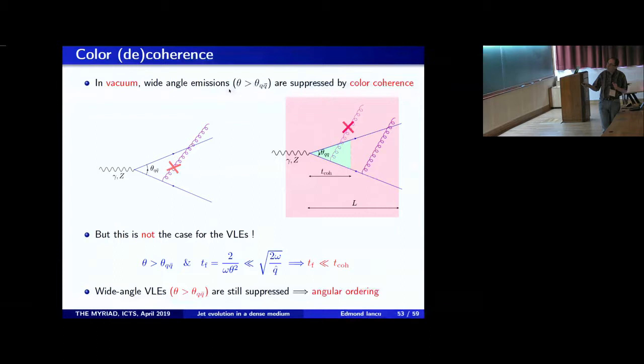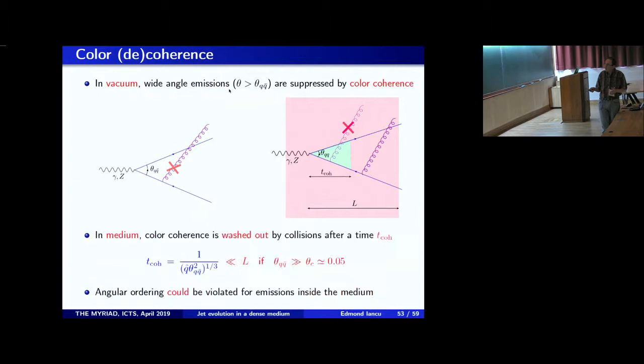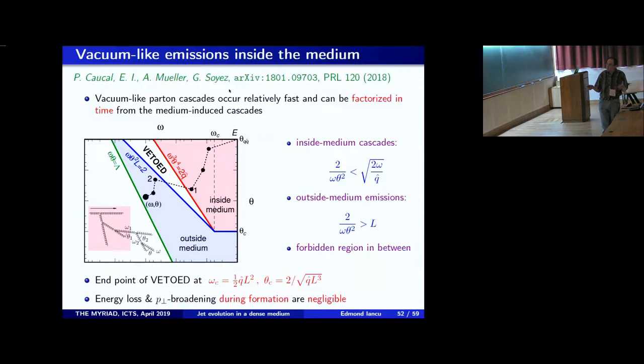If it is like that, it cannot be emitted by the same argument as in the vacuum, because during that time, it is still color coherent. So in fact, the wide-angle vacuum-like emissions are still suppressed, like in the vacuum. So this cascade has angular ordering like in the vacuum. So indeed, everything works like in the vacuum here on the right hand side of this line. The only difference is that the cascade stops before the medium size in this vetoed region in the phase space. But otherwise, it's like in the vacuum.